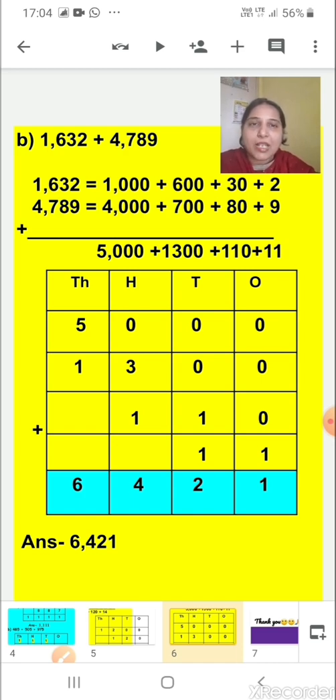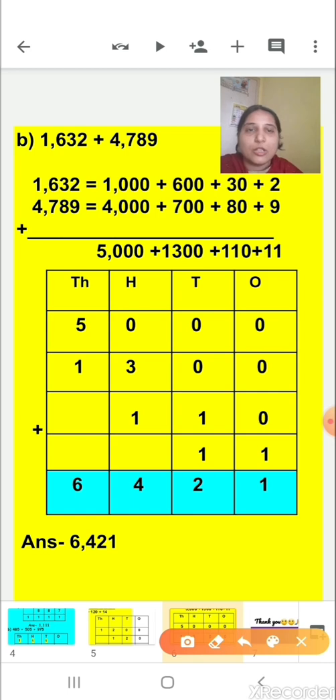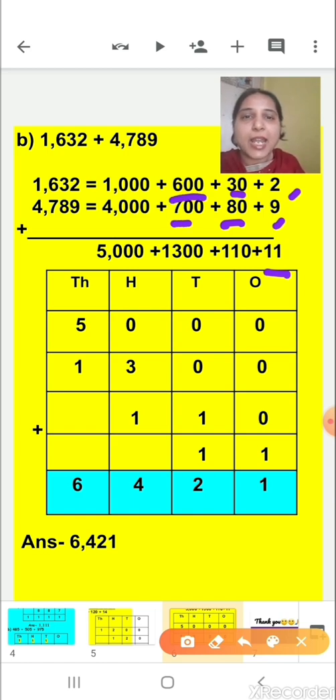Now we will add them separately. First we will add 2 plus 9 here. So what we will get? 11. Then we will add this 30 and this 80. So what we will get? 110. Then we will add this 600 and 700. So what we will get? 1300, and then we'll add this 1000 and 4000. How much we'll get? 5000.